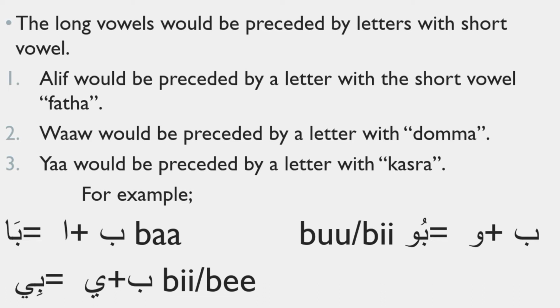So we have ya would be preceded by a letter with kasra, as in ba kasra ya mad, bee. So yeah, you can see that in the examples I gave, ba and then alif mad.